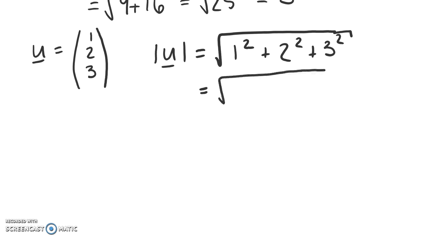So that's the square root of 1 squared, which is 1, plus 2 squared, which is 4, plus 3 squared, which is 9, which is the square root of 14. And I'm just going to leave it like that because the square root of 14 is a pretty ugly number, to be honest. And that's it. That's all we need to know for our magnitudes.